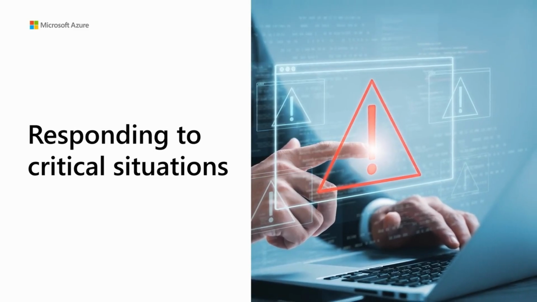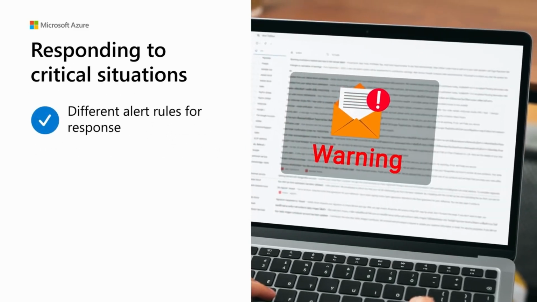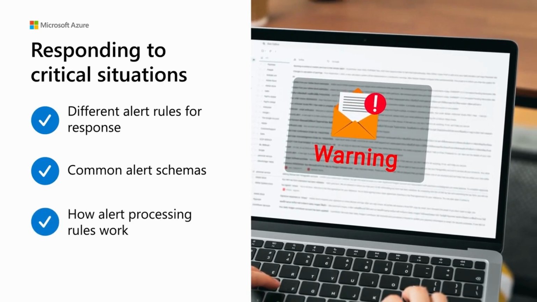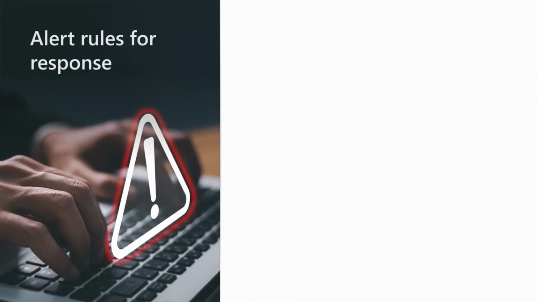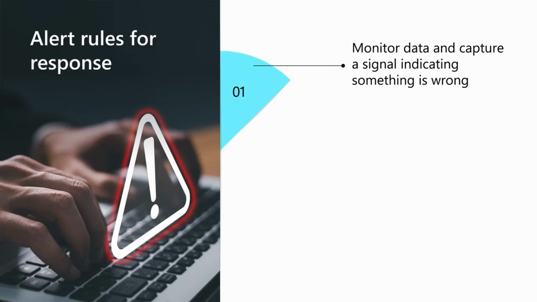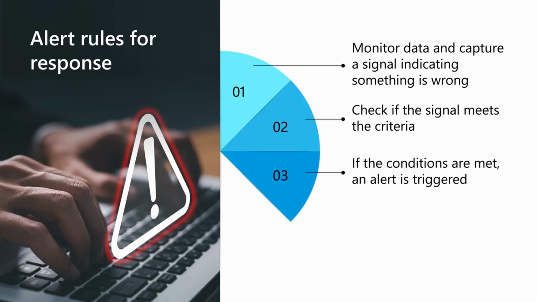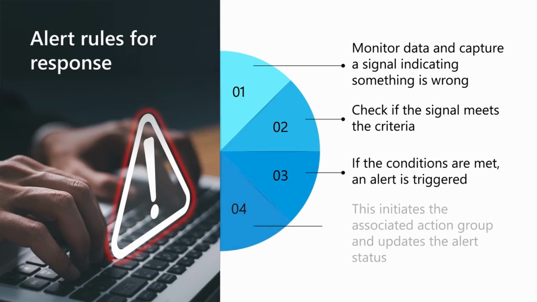In this video, you will learn about the different alert rules for a response, common alert schemas, and how alert processing rules allow you to apply processing on fired alerts. Let's begin by looking at the alert rules for response. An alert rule monitors your data and captures a signal that indicates something is happening on the specified resource. The alert rule captures the signal and checks to see if the signal meets the criteria of the condition. If the conditions are met, an alert is triggered, which initiates the associated action group and updates the state of the alert.